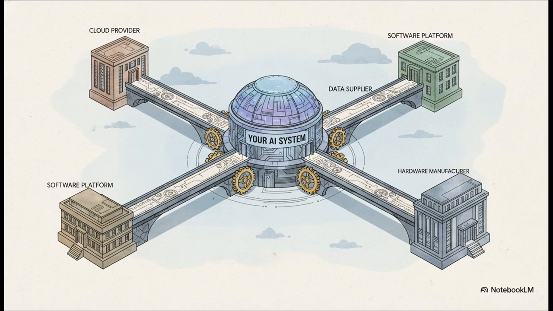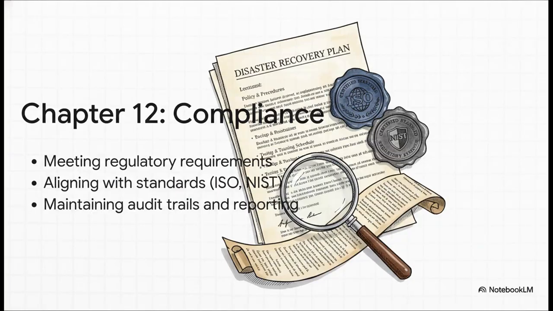Chapter 11 forced us to look outside our own walls. I mean, modern AI systems don't exist in a bubble, right? They rely on cloud providers, data vendors, SaaS APIs. The crucial lesson was to treat your vendors like an extension of your own team. You have to scrutinize their SLAs and co-design recovery plans so a weak link in the supply chain doesn't bring your whole operation down.